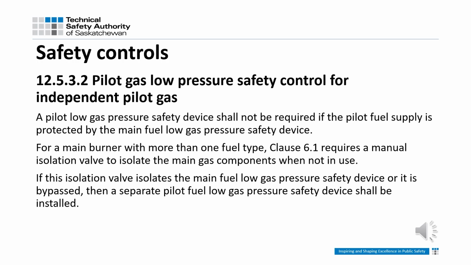Continuing with 12.5.3.2. A pilot does not require a pressure safety device if the pilot is protected by the main fuel low gas pressure safety device. For a main burner with more than one fuel type, Clause 6.1 requires a manual isolation valve. If the isolation valve isolates the pilot from the main fuel low gas pressure device, then it needs its own.